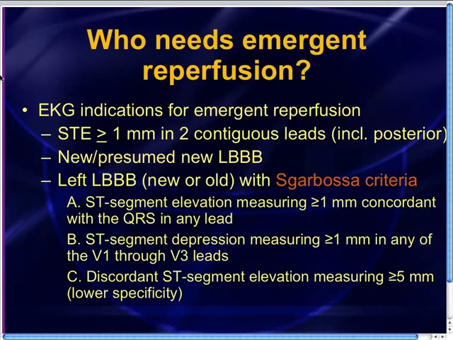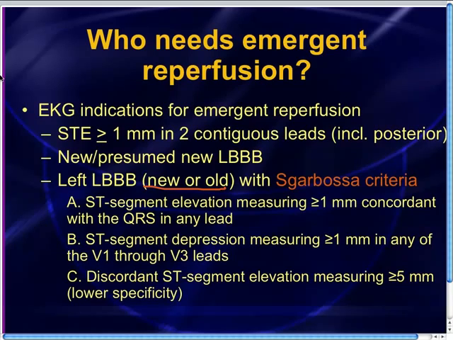The other criteria, which generally we now know or use as an indication for emergent reperfusion, is if a patient has a left bundle, new or old, who cares, but they have any one of the Sgarbossa criteria. Now, what are the Sgarbossa criteria? Many of you probably know these. We'll just quickly review this. Back in 1996, a cardiologist by the name of Elena Sgarbossa put a bunch of cases and data together and came up with criteria that we now refer to by her name, Sgarbossa criteria.